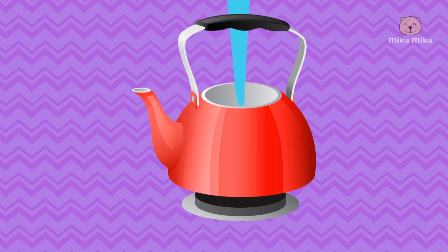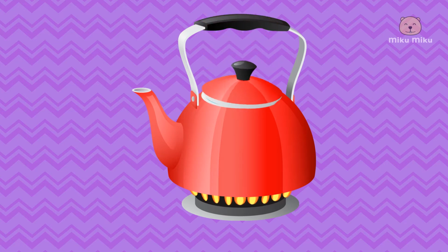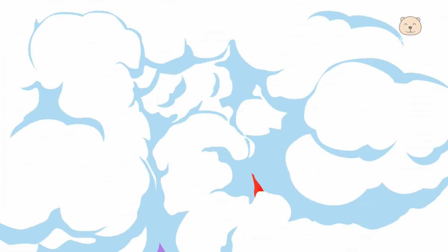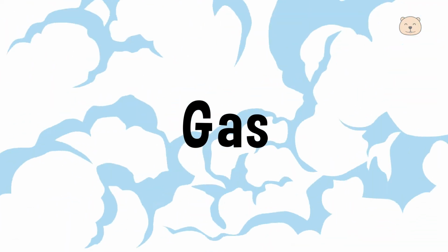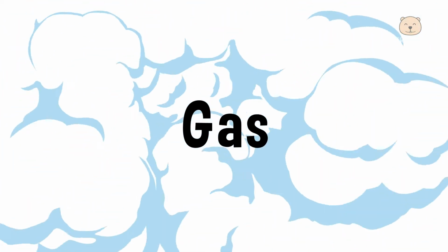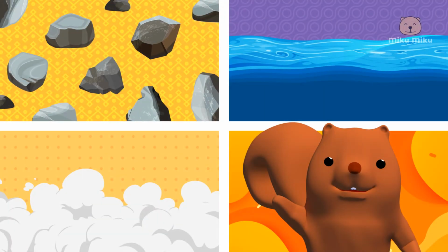If you transfer the water into a kettle and heat it, the water boils. This process transforms the water into steam, and steam is gas. This time, the liquid has become gas. There you have it, solid, liquid, and gas. They are also called the three states of matter.